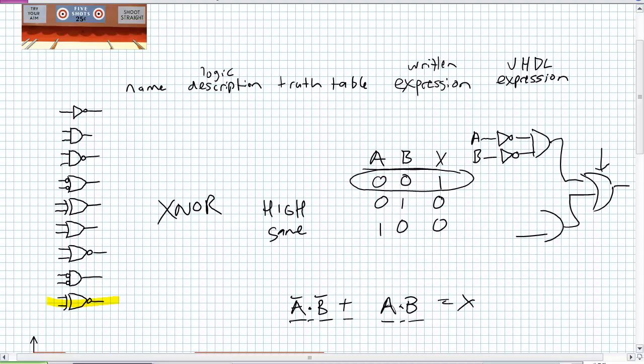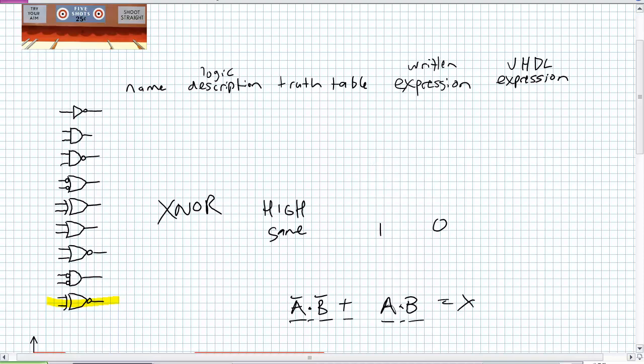How would I write this? The original expression, exclusive NOR in VHDL, like I said, it's very popular. X is assigned A. It's got its own special name, exclusive NOR B. How would I write the SOP expression in VHDL? X is assigned not A.